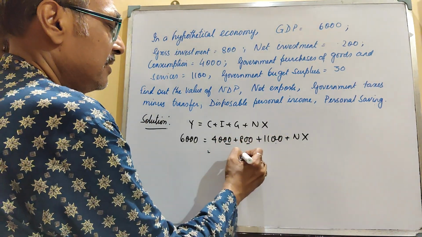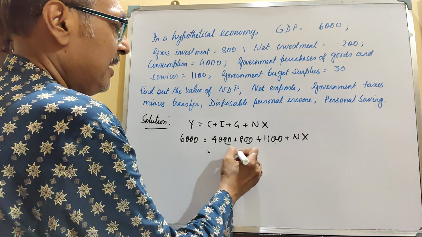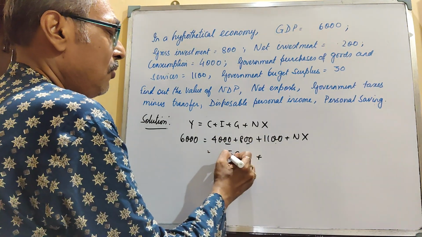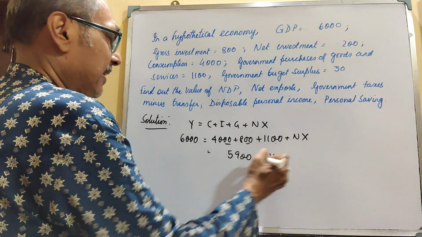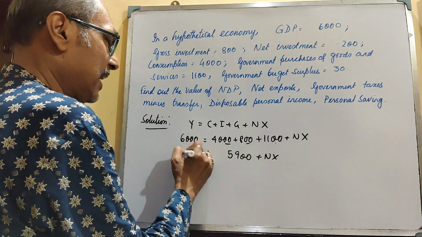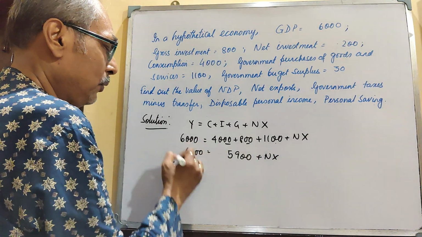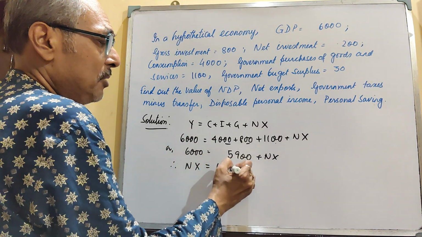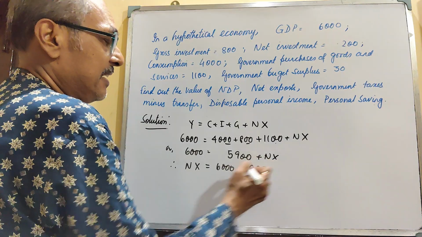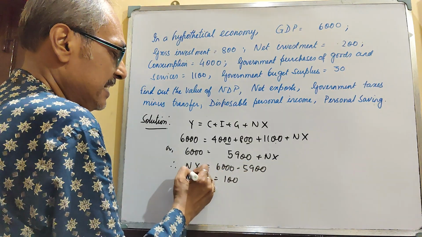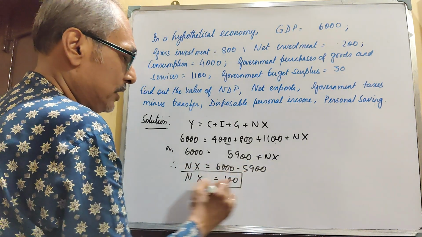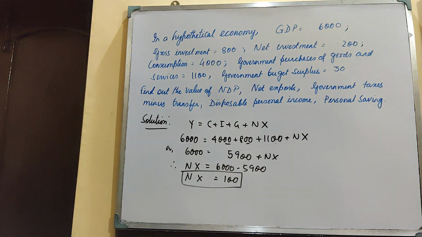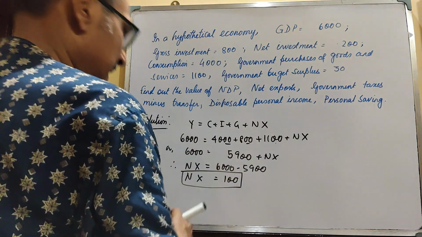4,000 plus 800 plus 1100 is 5900, plus NX. NX is net export, and Y is 6,000. Therefore, NX equals 6,000 minus 5,900, that is 100. Net export is denoted by NX. NX is 100. This is the answer for net exports.